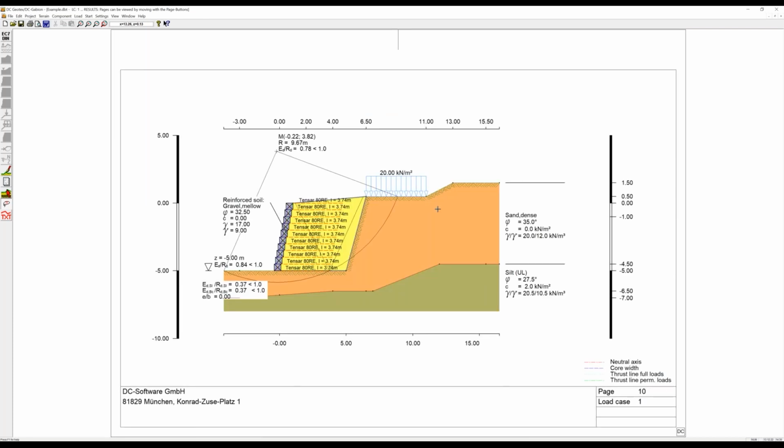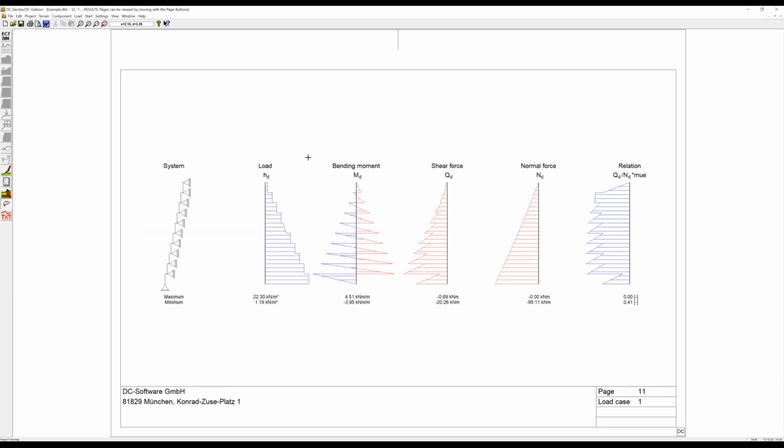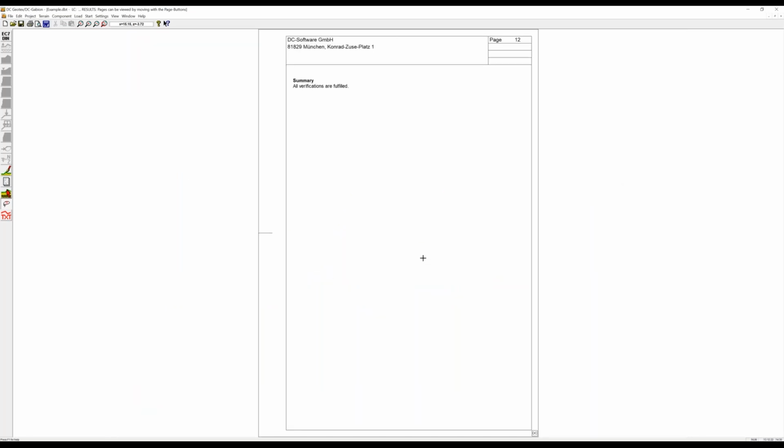And finally, the graphics, you see here the critical friction circle. You see the critical block here for the internal stability, and you have the most important results, the utilization of the internal stability, sliding, bearing capacity, and friction circle. And finally, the loads from earth pressure on the wall, where the geosynthetics are the supports, and they define these section forces which are used for the verification between the different blocks. And in this case, all the verifications are fulfilled.